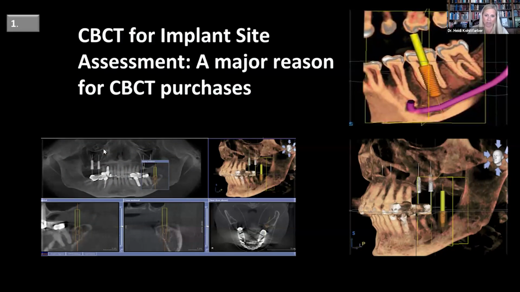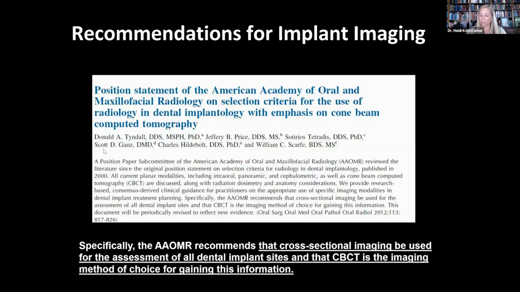So the number one reason for cone beam CT was our implant site assessment, and that's a really great reason for it. This was a position statement that came out from the American Academy of Oral and Maxillofacial Radiology in conjunction with dental implantology. It specifically said that cross-sectional imaging should be used for the assessment of all dental implant sites, and that CBCT is the imaging method of choice for gaining this information. Now, this paper was in 2012, so that was a very long time ago.